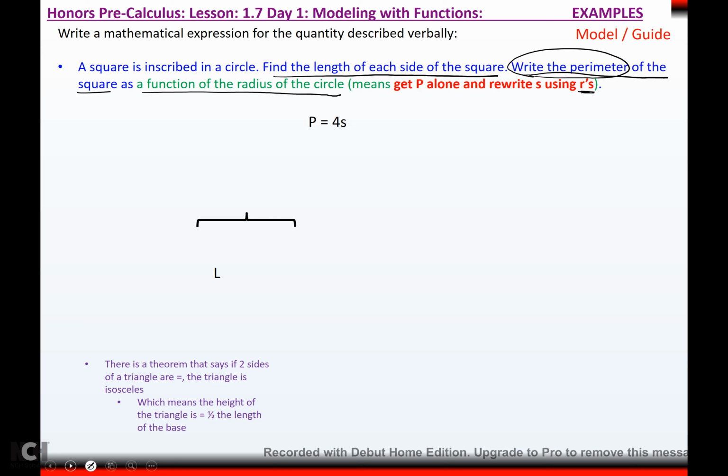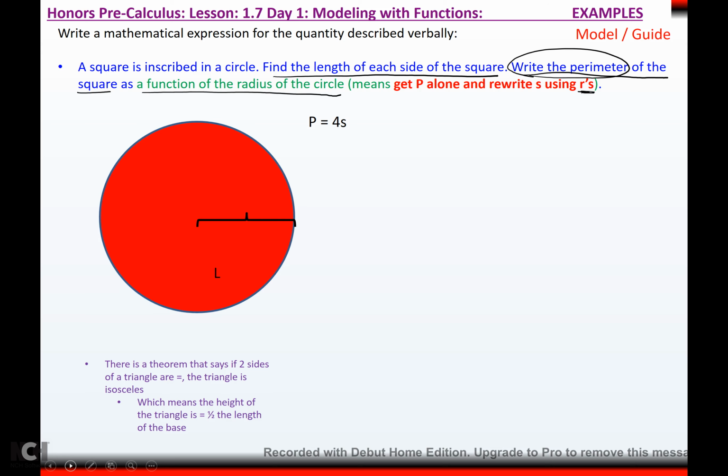So let's look at a picture here. Okay, I have this circle, and I have a square inside of it. Would you agree that if the square is inscribed inside the circle, they share the same center? Okay, if they share the same center, then would you agree from here to here is the radius of the circle? Great. Okay, unfortunately, the radius of the circle is not the same thing as one of my sides of my square. Otherwise, I could just replace S with R and be done.